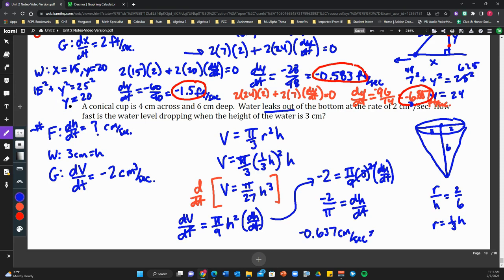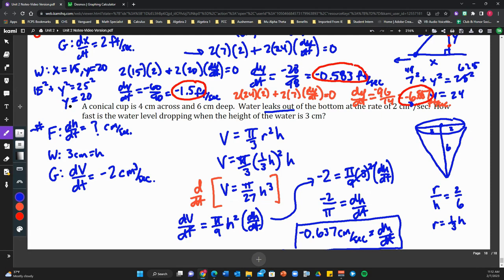And again, notice that this value is negative, just like we wanted it to be. That's a way that we can make sure that we didn't end up losing a negative or move something to the wrong side or forget to move something. As long as those signs match up, we will tend to be moving in the right direction. So that is our final answer. So at the time when the height is 3 centimeters, at exactly that time, we know the height is decreasing 0.637 centimeters per second.